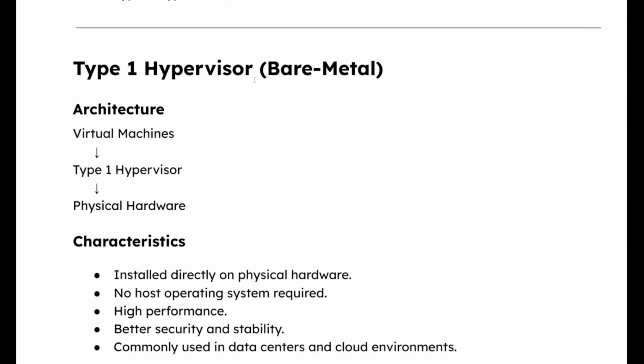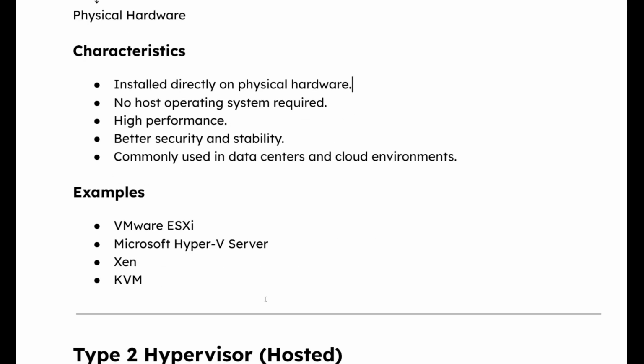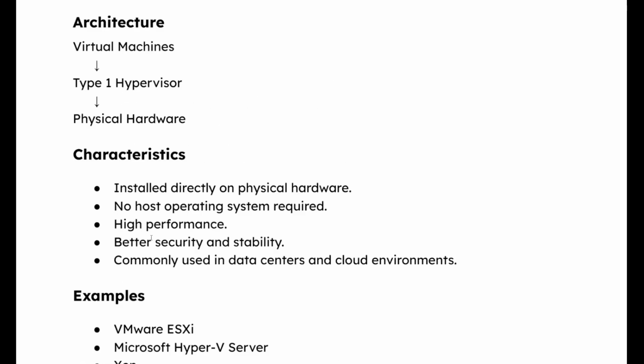Fine. So the type 1 hypervisor has some characteristics: it is installed directly on your physical hardware, and no host operating system is required for it. It has high performance, it has better security, and it is commonly used in data center and cloud environments. Fine. These are the examples of the type 1 hypervisor.